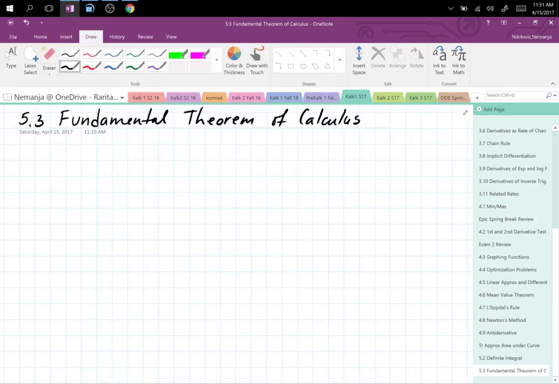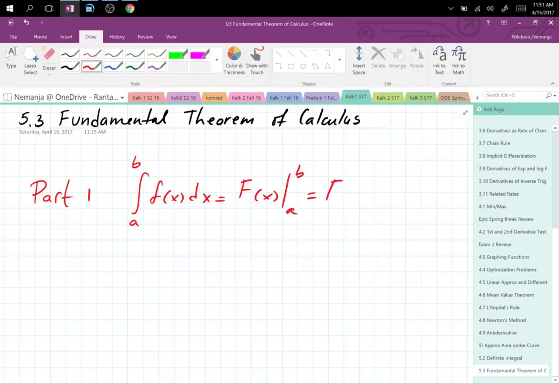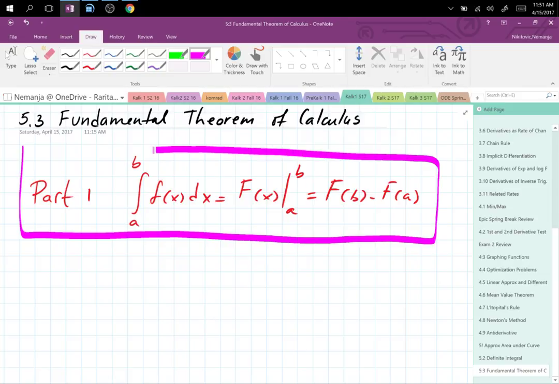So part one is to write the integral from a to b of f of x dx is F of x computed from a to b, which is F of b minus F of a, and you get some number out of it. So this was stated already twice, and here is the third time today. We did a bunch of examples for this, so there's no need to do one now.